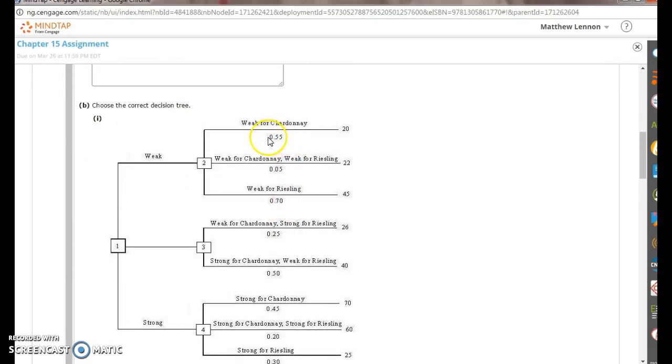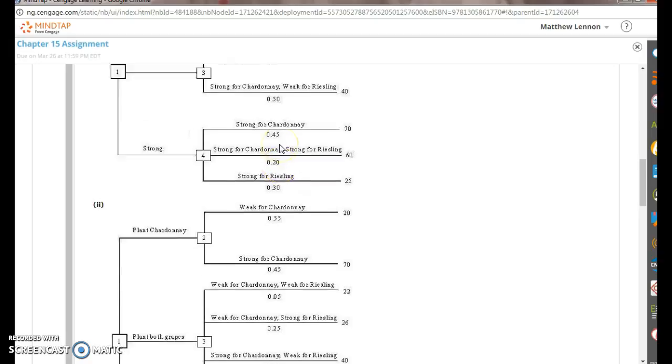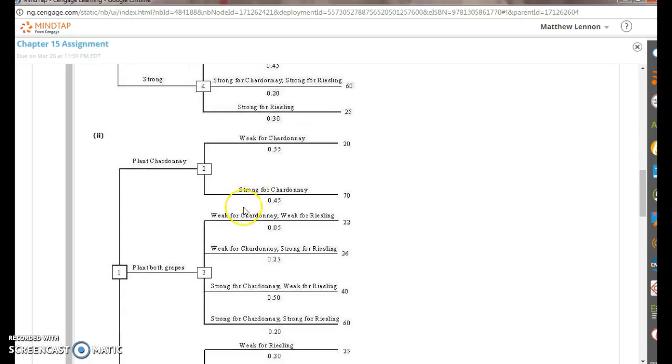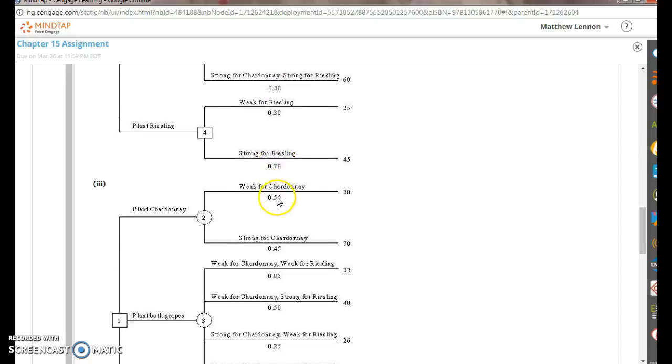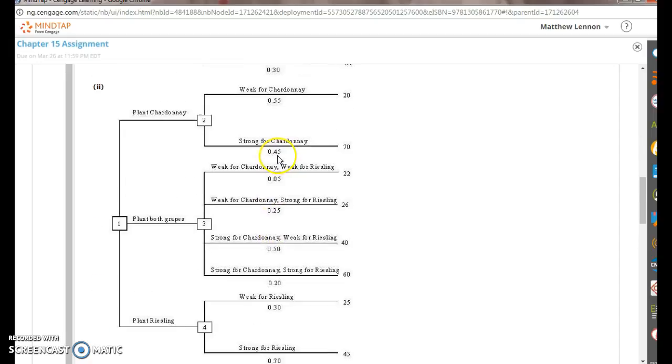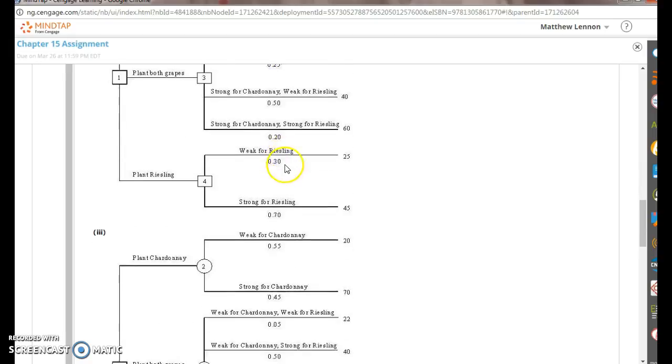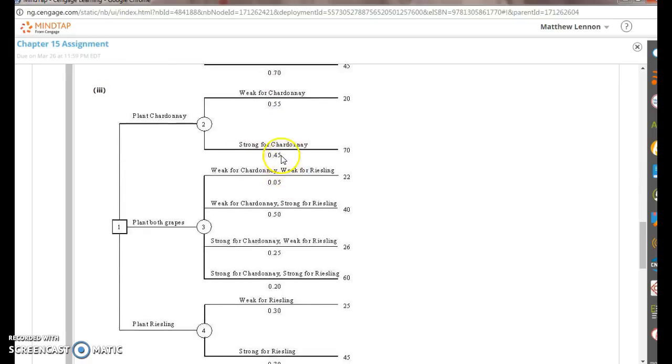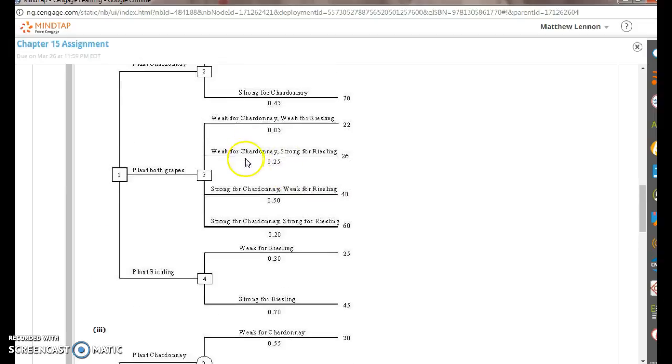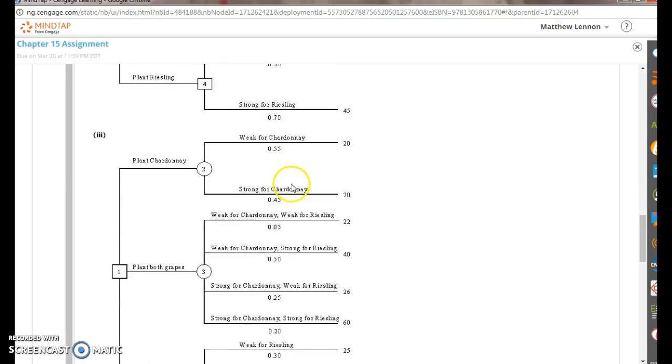This one has 0.55 when it's weak for Chardonnay. Does that make sense? So 0.55 in option... Oh, sorry, I'm looking at the wrong one. We need to compare 2 and 3. So 0.55 weak for Chardonnay in option 2, and 0.55 weak for Chardonnay in option 3. That matches. 0.45 in option 2 in strong, 0.45 here in strong. Now let's look at the second branch, planting both: 0.05, 0.25, 0.05, and 0.5. So we see a difference here in weak for Chardonnay and strong for Riesling.